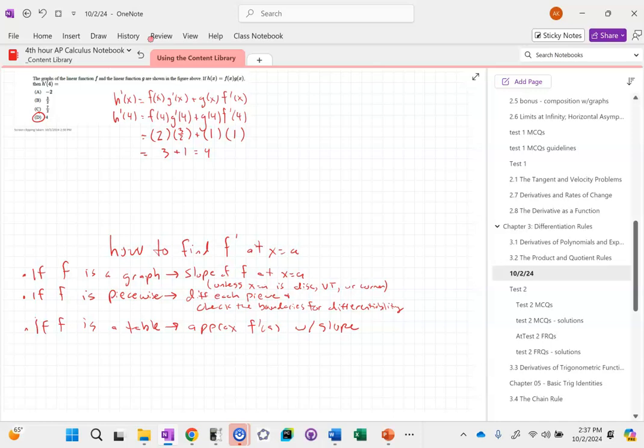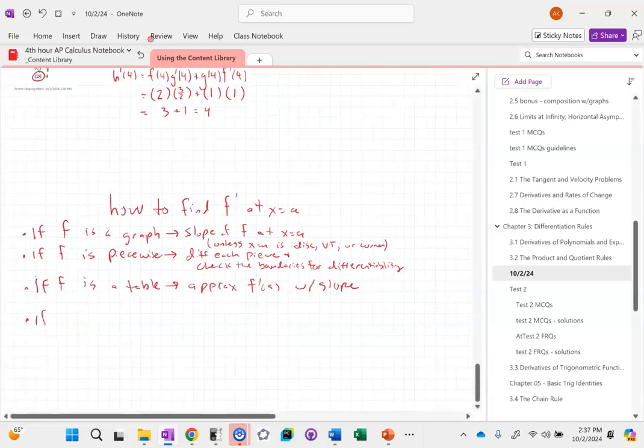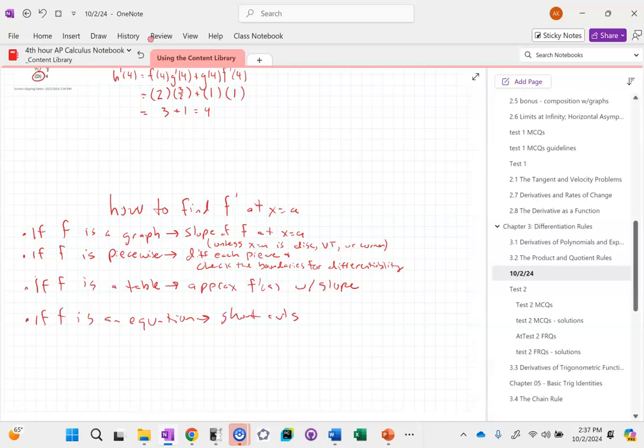I think those would be the three presentations, right? Give you a graph, a table, or a function. Well, I guess if it's just a regular old function, we're just going to use our shortcuts, right? Our power property or quotient property or product property or whatever. Just use our little shortcuts to differentiate. Don't use the limit definition unless you're just a glutton for punishment and want to burn a whole sheet of paper to do one problem.